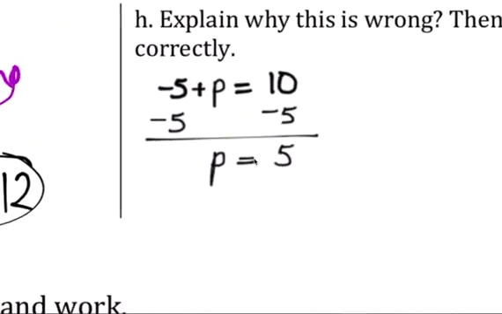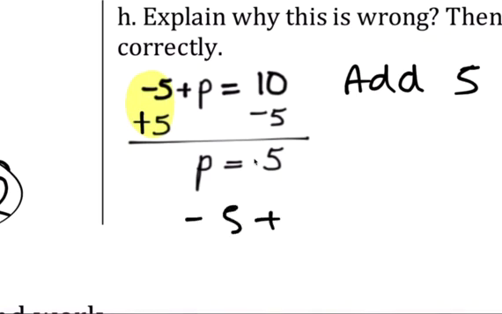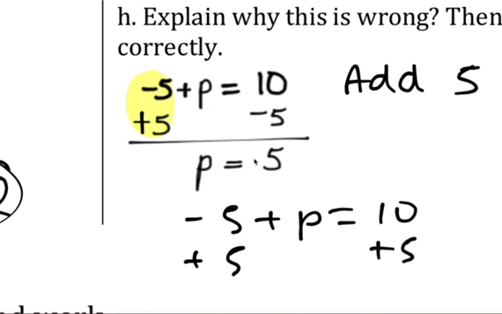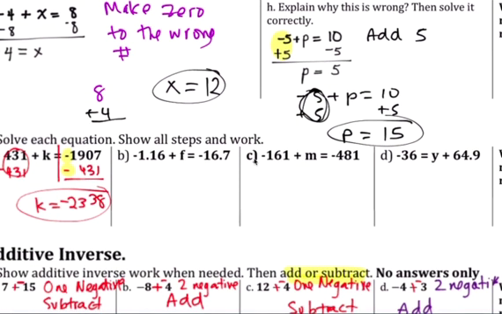Okay, so here, notice this doesn't make 0. They should have added 5 instead of subtract to make 0 there. So -5 plus p equals 10. They should have added 5 to both sides instead of subtract. That gets a 0. And 0 plus p is p, and 10 plus 5 is 15. Okay? So basically you do that to all of these.